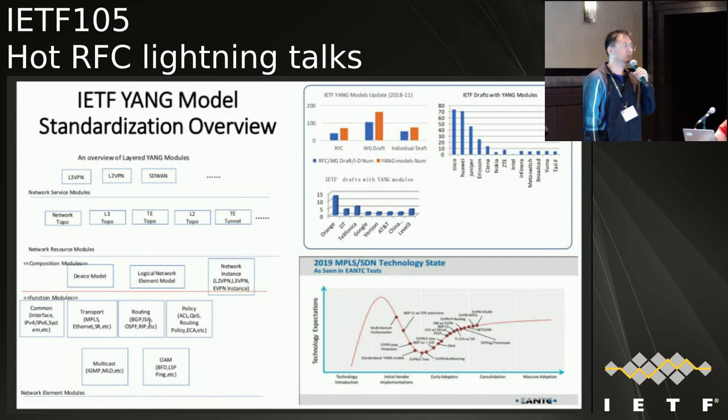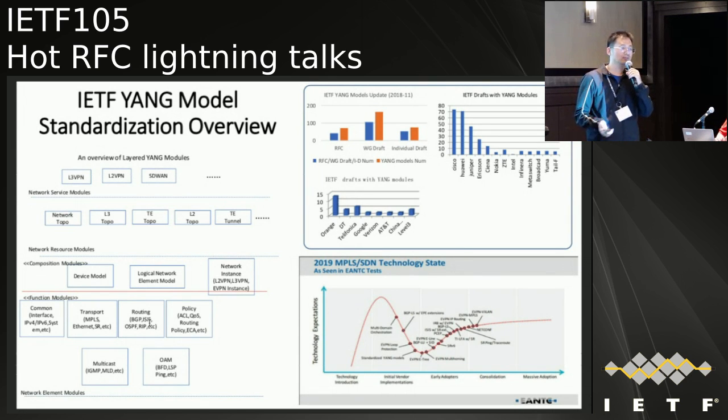YANG data models get a lot of attraction, actually. Operators began to plan to deploy YANG data models. The reason is that YANG not only helps you automate the network, but also allows operators to build more agile services. YANG can model the service from the top, and also model the configuration operation of the device, allowing you to configure the protocol on the device and get a network set up.